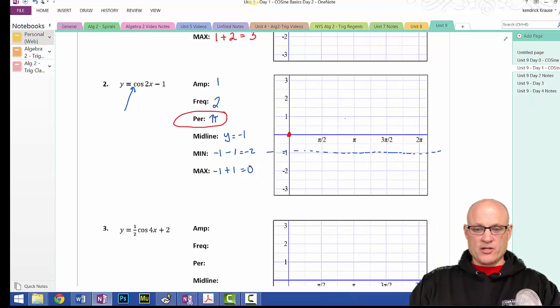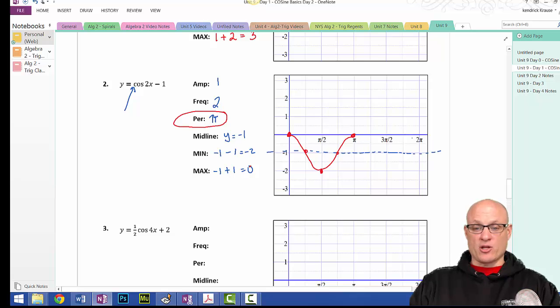So at pi, I will have my next maximum. It'll be right back up at the maximum. In between those two will be a minimum of -2. And in between those are zeros. So I draw my curve.